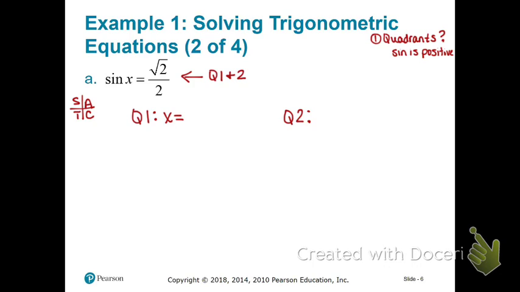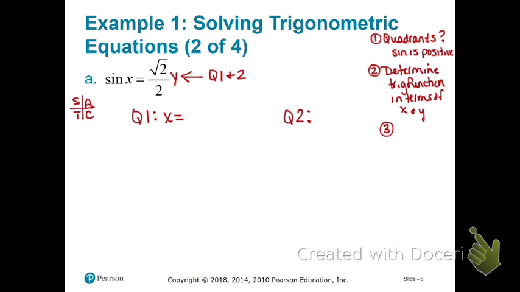Okay, so the next thing will be to determine the trig function in terms of x or y. So we said that sine is y. So we want to know in quadrant 1, where is the y value going to be the square root of 2 over 2? But we're looking in quadrant 1 now.